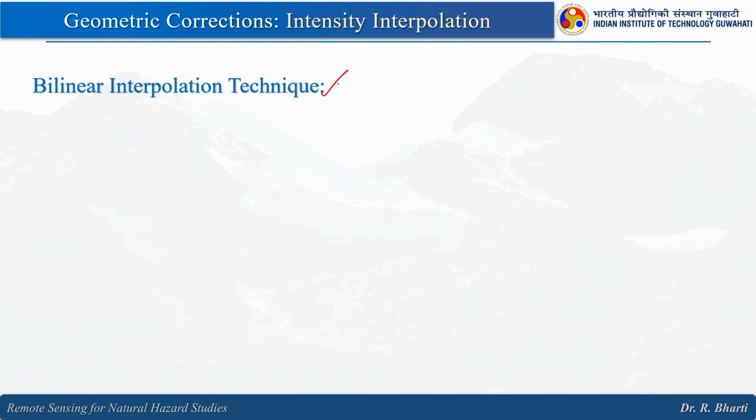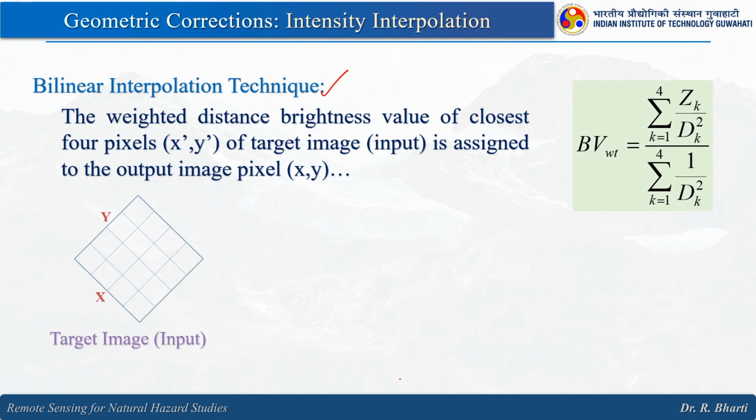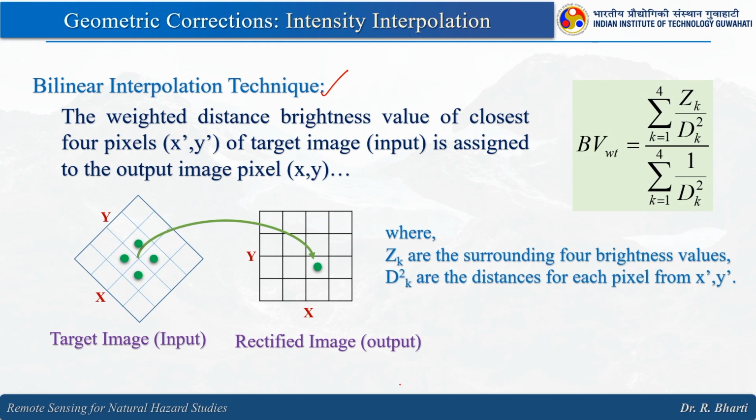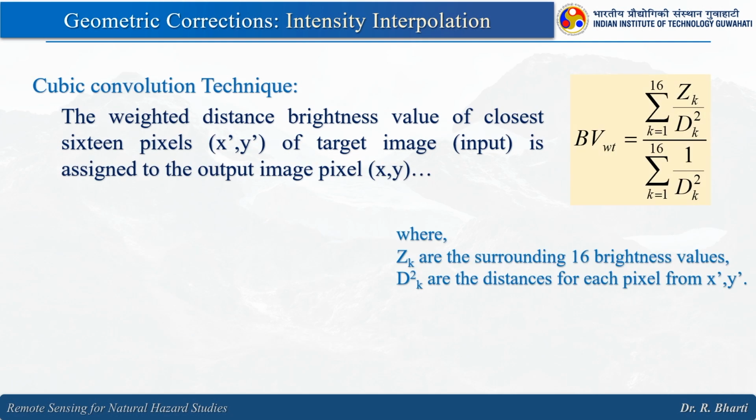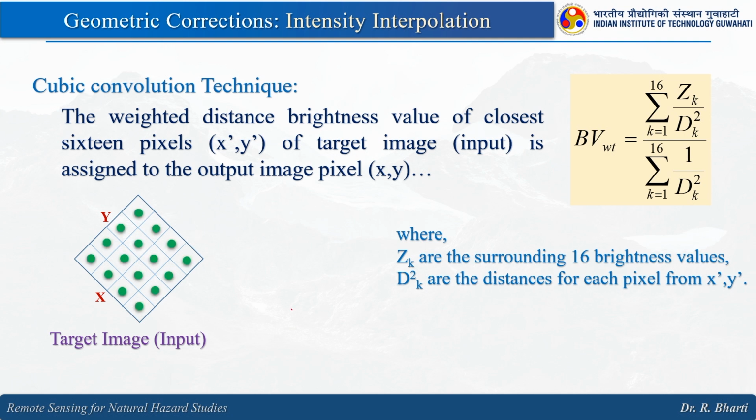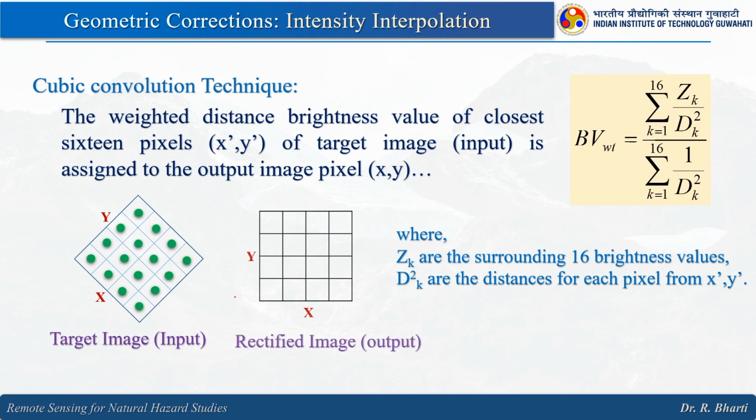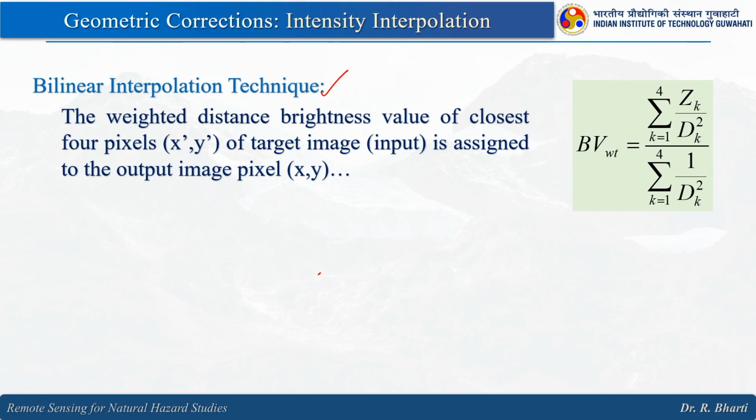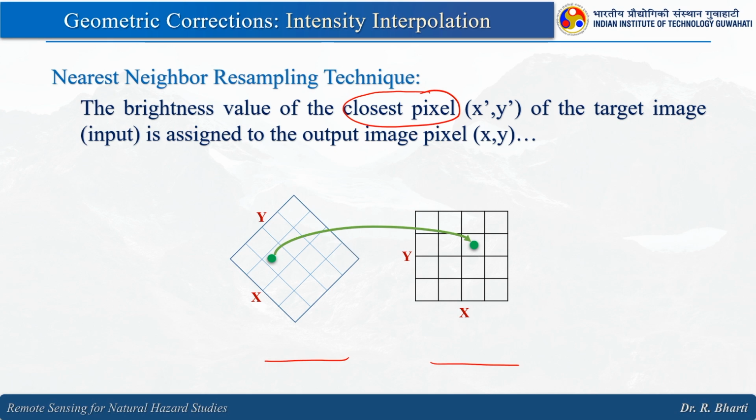Now, when we talk about the bilinear, what we will do? We will be using the average of 4 adjacent pixels and that value will be placed here. In cubic convolution, what happens? We are using 4 by 4 pixels to calculate the average and then it will be placed in the target or in the final output. So, the difference between the cubic, bilinear and the nearest neighbor is the resampling and the averaging of the pixel value.